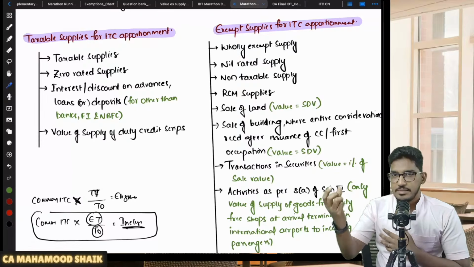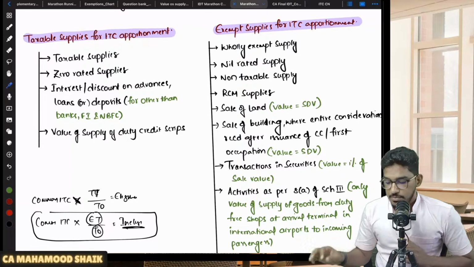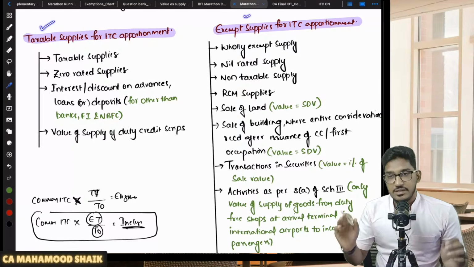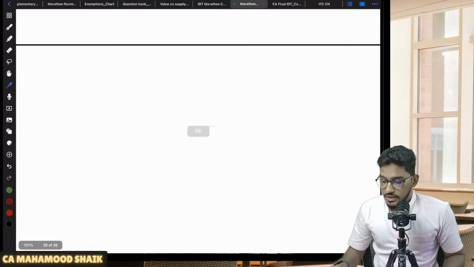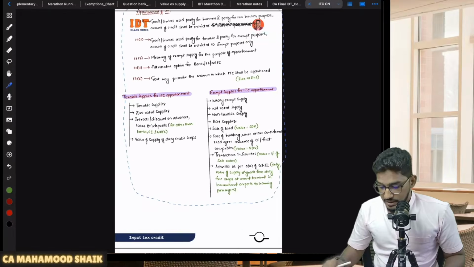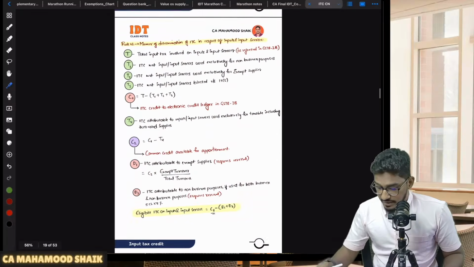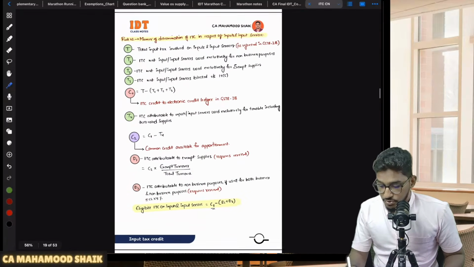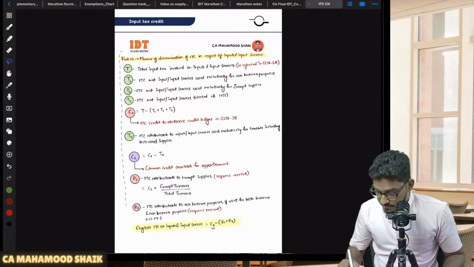Because when you know what is exempt supply and what is total supply, then only you can do the proper apportionment. So for the purpose of ITC apportionment, this is what will be considered as taxable supply, and this is what will be considered as exempt supply. Now we got to know what is taxable supply and what is exempt supply. Now let us try to understand how to do the apportionment. In respect of inputs and input services, we have the formula here, so we will try to learn from this.